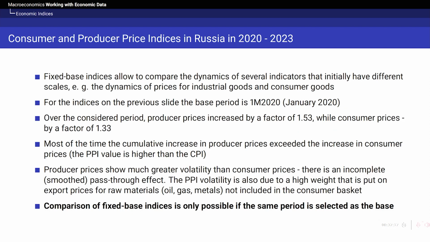The smoothness of the CPI reflects the incomplete or delayed pass-through from producer to consumer prices. There is also actually another factor which contributes to the systematic differences between these indices in Russia. The PPI in Russia includes prices for exported raw materials, oil, gas, and metals, which are known to be very volatile because they are determined outside of the economy in the global market. Obviously, these goods are not included in the consumer basket, and that's why the distinction between how the PPI and the CPI behave.